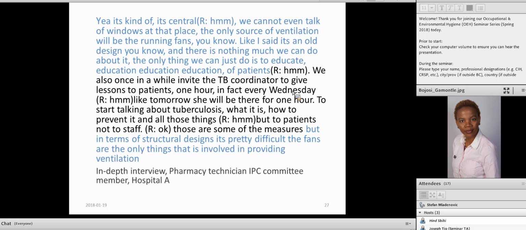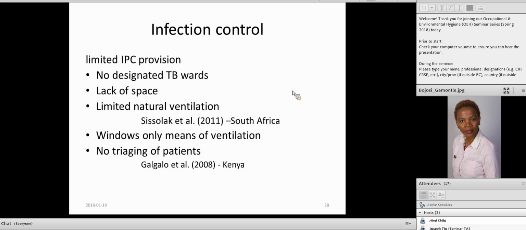Yeah, so he continues to say, but in terms of structural designs, it's pretty difficult. The fans are the only things that are involved in providing ventilation.